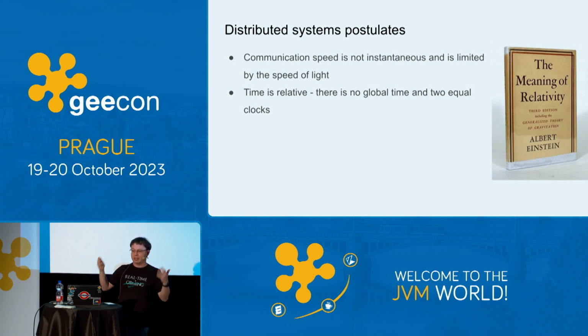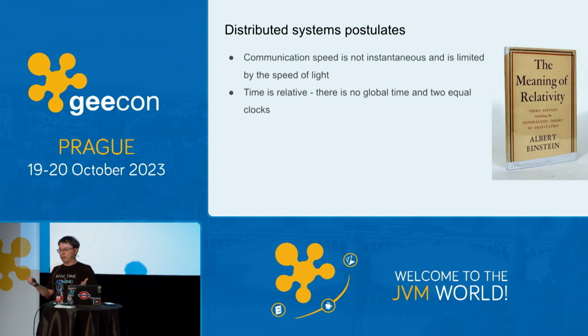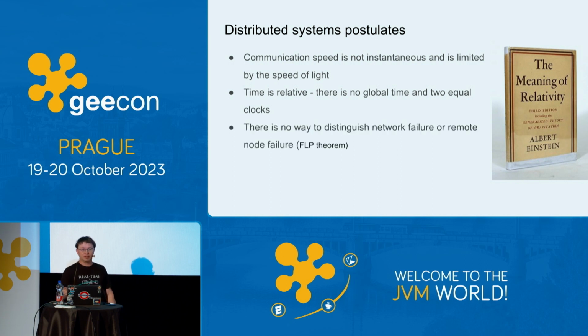And a very nice description of this was given yesterday by Jakub. He described what problems we usually have with timestamps and time clocks in our system, so we couldn't use timestamps in most scenarios, in most cases. And the last postulate is that you couldn't distinguish network delay or network failure from node failure. It is called the FLP theorem, and for many customers it is frustrating.